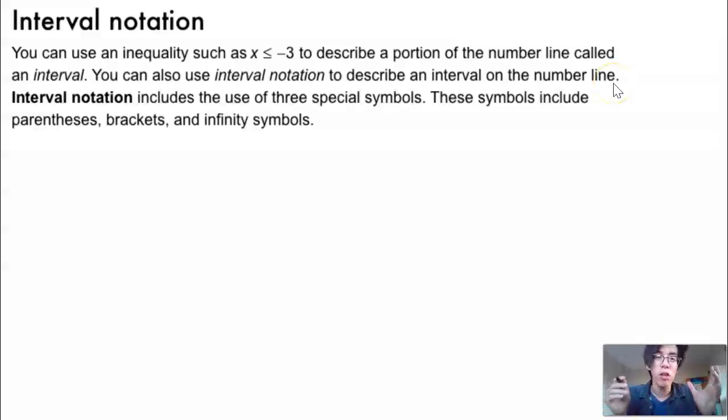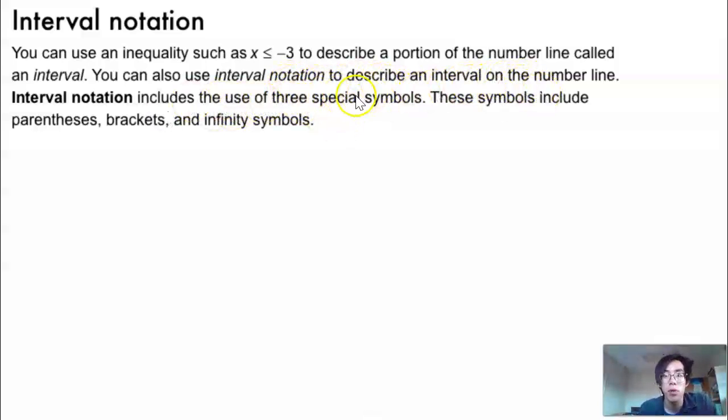Alrighty, so math is all about learning how to describe numbers and show them in many different representations. So far we've done algebra, right? Solving for x. We've also done it on a number line. And now we're going to do something called interval notation, okay? You can use an inequality such as x is less than or equal to negative 3 to describe a portion of the number line called an interval. And you can use interval notation to describe an interval on a number line, okay?